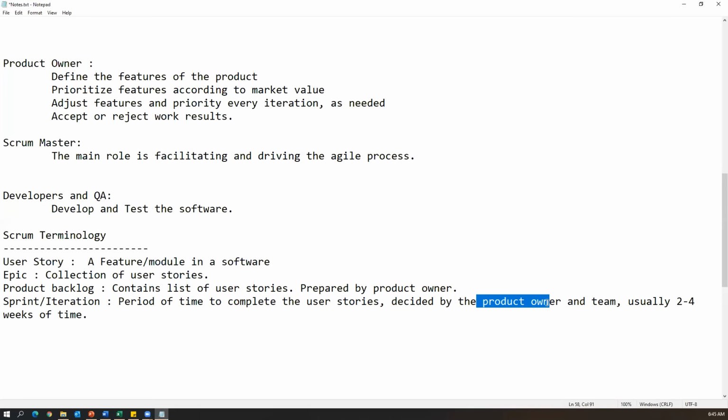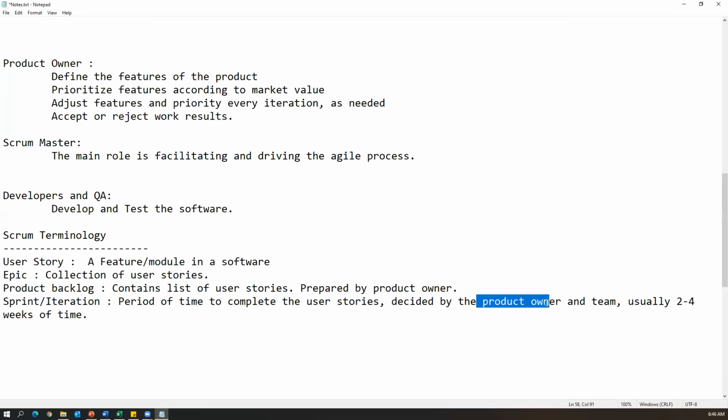The product owner will sit together with all the team and decide how much time is required to develop those stories and to do the testing. That is usually 2 to 4 weeks of time. That is called a sprint or iteration. So it is a period of time to complete user stories, which are decided by the product owner and team. The product owner will not decide alone how many stories should be developed and implemented in one particular sprint. He will sit with the team, and all the team members together will decide.